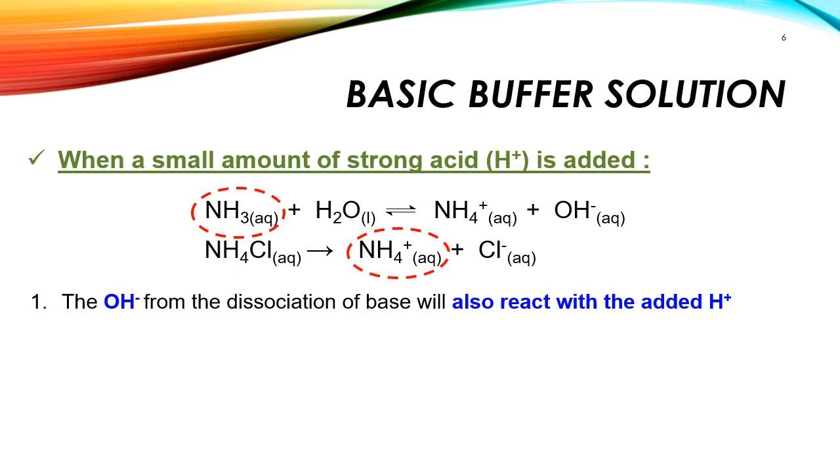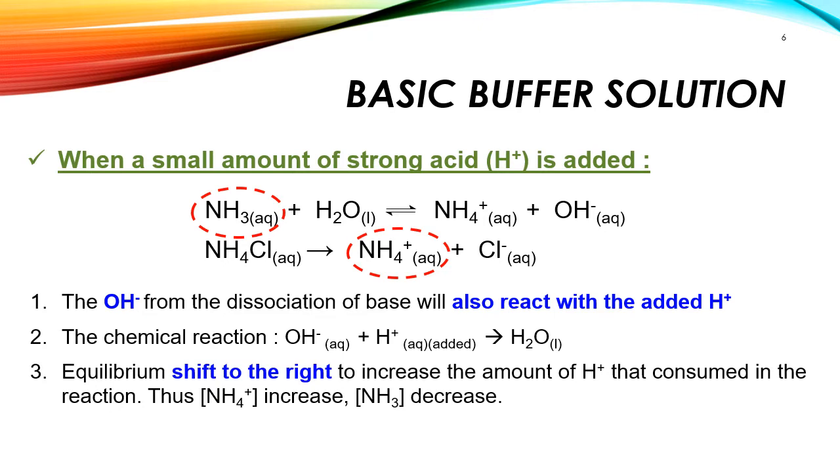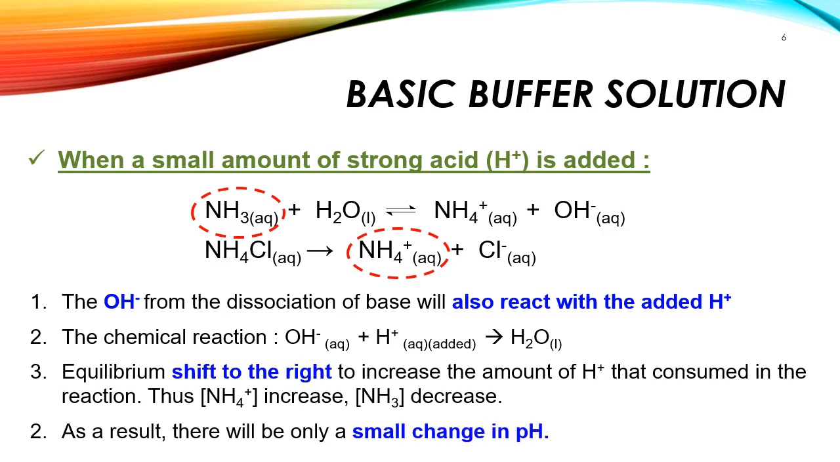Besides, the hydroxide ion from the dissociation of the base will also react with the added H+. The chemical reaction is shown in the equation, whereby the hydroxide ion reacts with the added H+ to form water. The equilibrium position will shift to the right to increase the amount of H+ that is consumed in the reaction. Thus, the NH4+ ion will increase in concentration and the ammonia will decrease in concentration. As a result, there will be only a small change in pH.